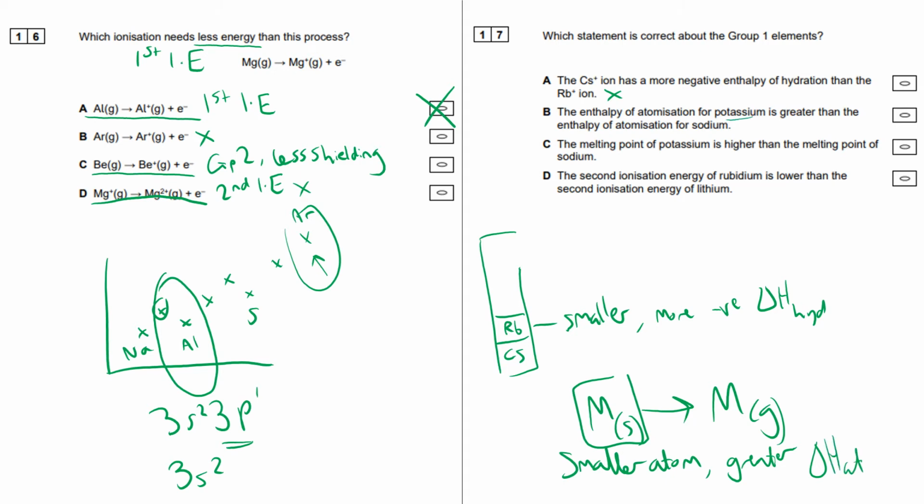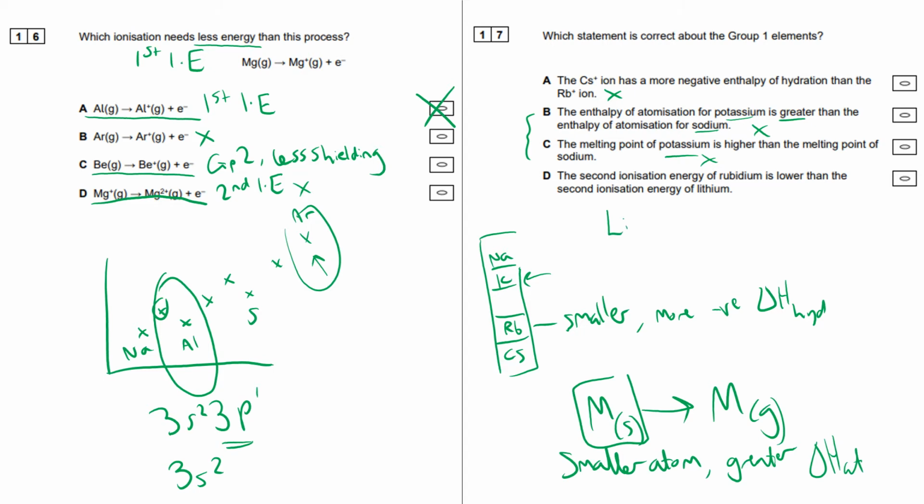Potassium is a bigger atom than sodium, and therefore the atomization enthalpy of potassium would be less than that of sodium. So that is an incorrect statement. Similarly, the melting point of potassium is higher than the melting point of sodium. So these two answers are kind of linked together. You're breaking apart the metallic bonds. Sodium has a higher melting point than potassium because it's a smaller ion, with stronger metallic bonding. That statement's incorrect. Hopefully statement D is the correct statement.